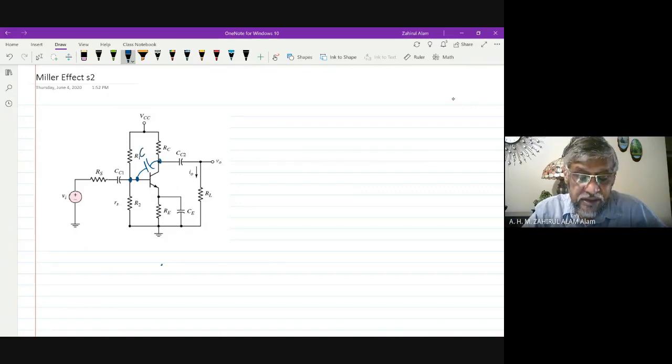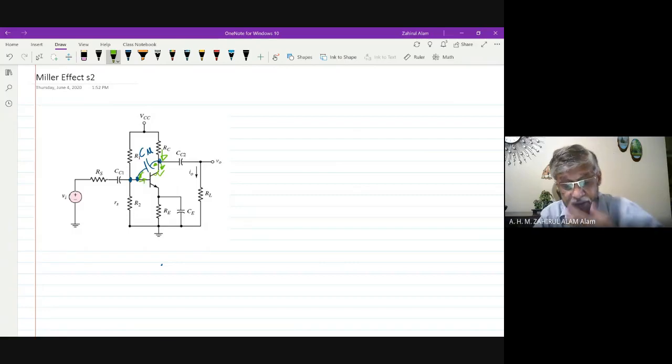Which is C mu. Due to this capacitance, the collector current, the output current, is divided through two currents, and one current is fed back to the input. If it is fed back to the input, then our gain may be reduced.